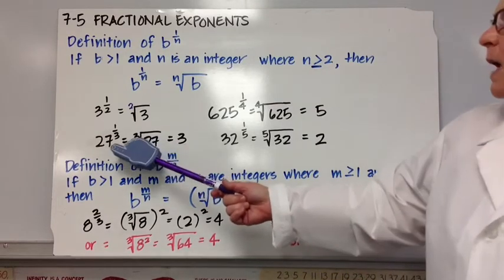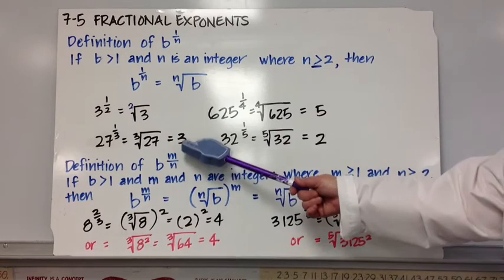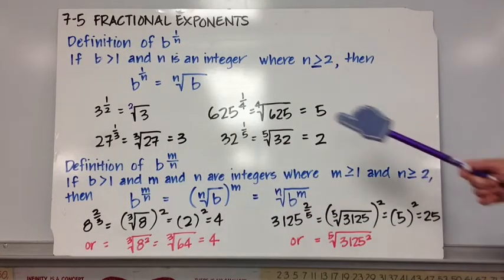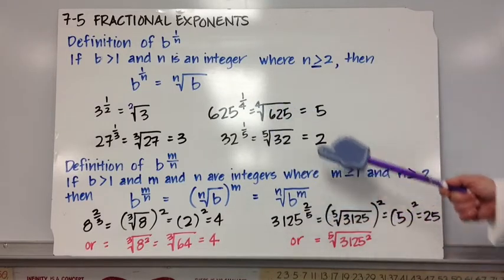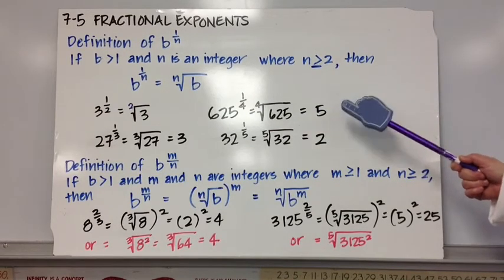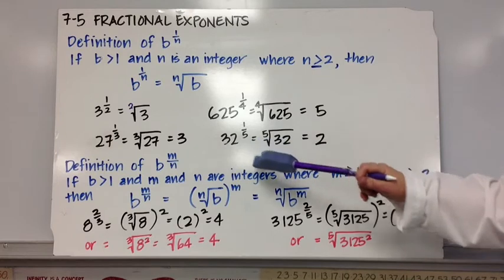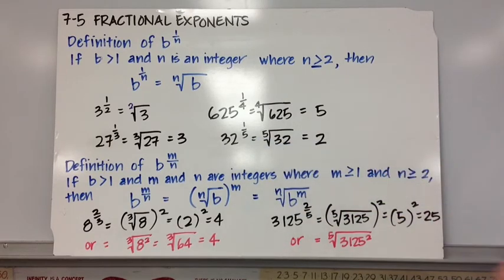27 to the 1 third power is equal to the cube root of 27. And we know the definition of cube root is if 3 times 3 times 3 is equal to 27, then the cube root of 27 is 3 right there. Okay. 625 to the 1 fourth power is equal to the fourth root of 625, which is 5, because 5 times 5 times 5 times 5 is 625. Lastly, 32 to the 1 fifth power is equal to the fifth root of 32, which is 2, because 2 times 2 times 2 times 2 times 2 is 32.